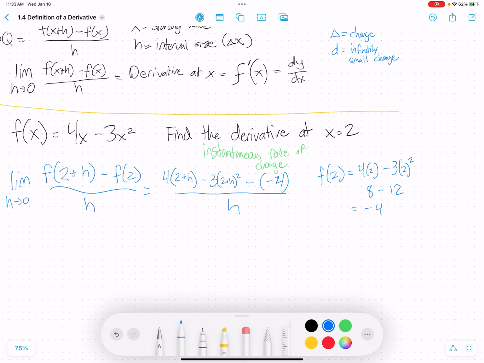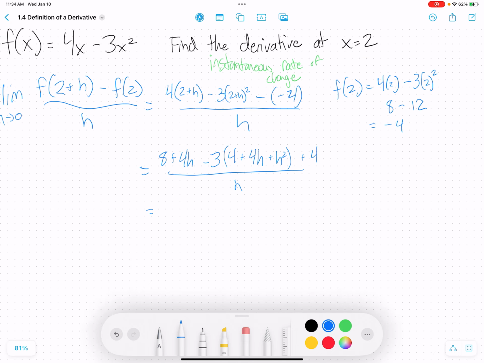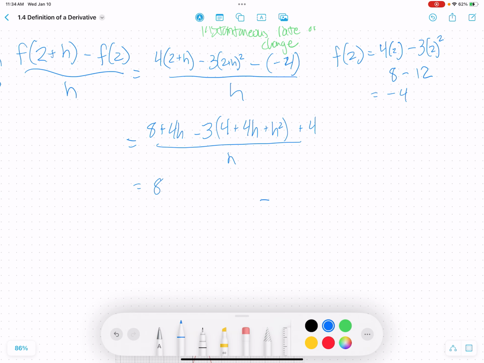Okay, so let's expand this out. When I distribute, I get 8 plus 4h minus 3 times 2 plus h squared. I have to do a little bit of foiling for that one. I get 4 plus 4h plus h squared. And then minus negative 4 is just a plus 4 over h. Now I got to distribute this negative 3. I get 8 plus 4h minus 12 minus 12h minus 3h squared plus 4.